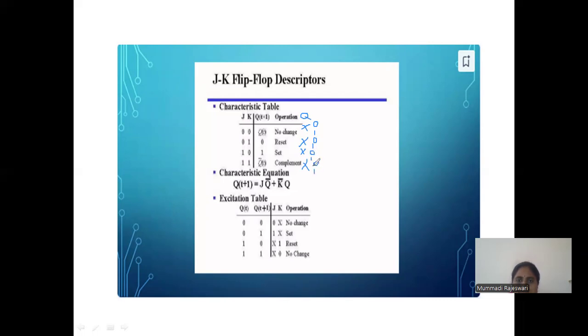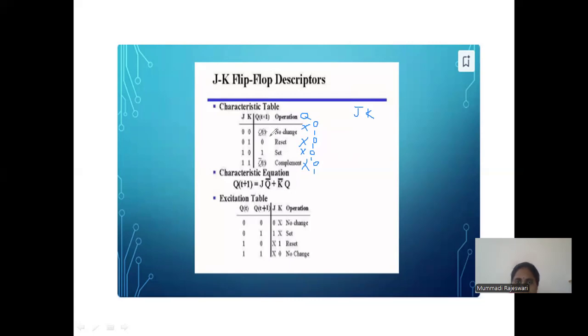0, 1. Okay. For this, Qn is equal to 0 and Qn+1 is equal to 0. What are the mandatory inputs in the excitation table? You have to find out here. The first condition is that Qn is 0 and Qn+1 is 0.